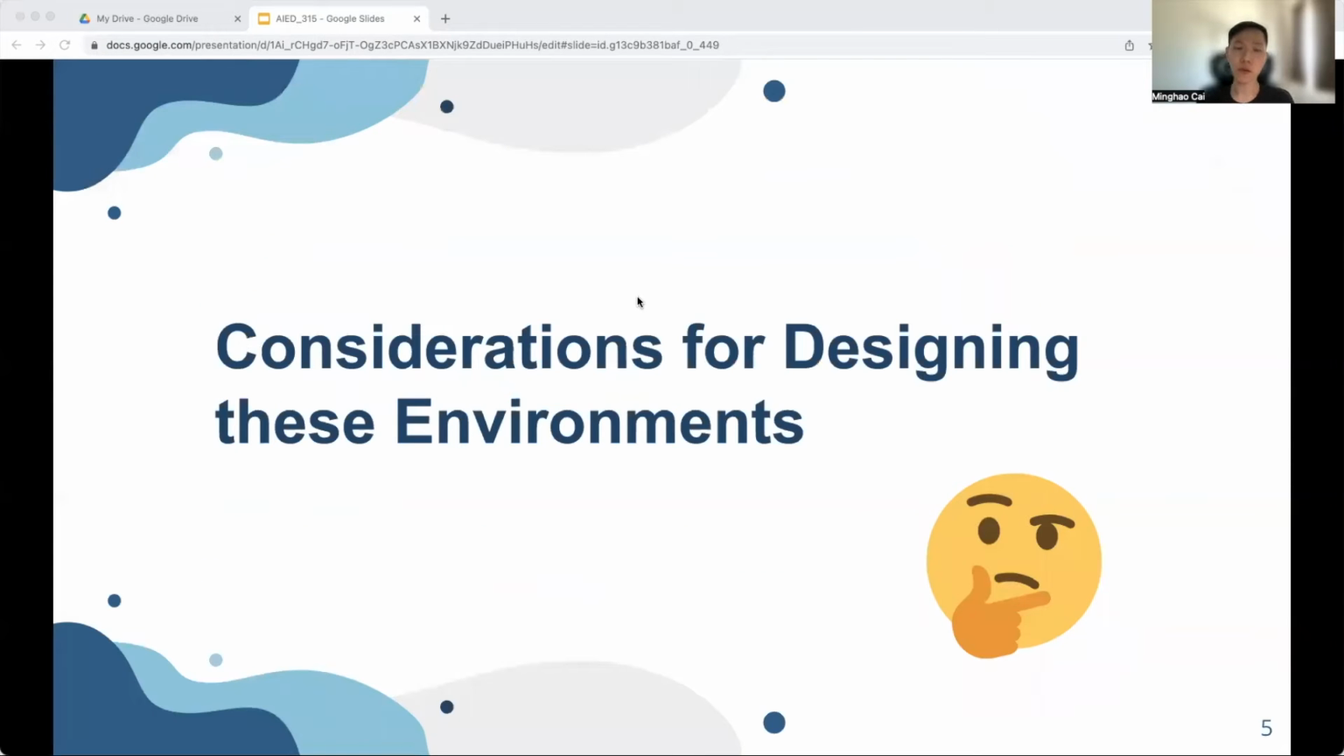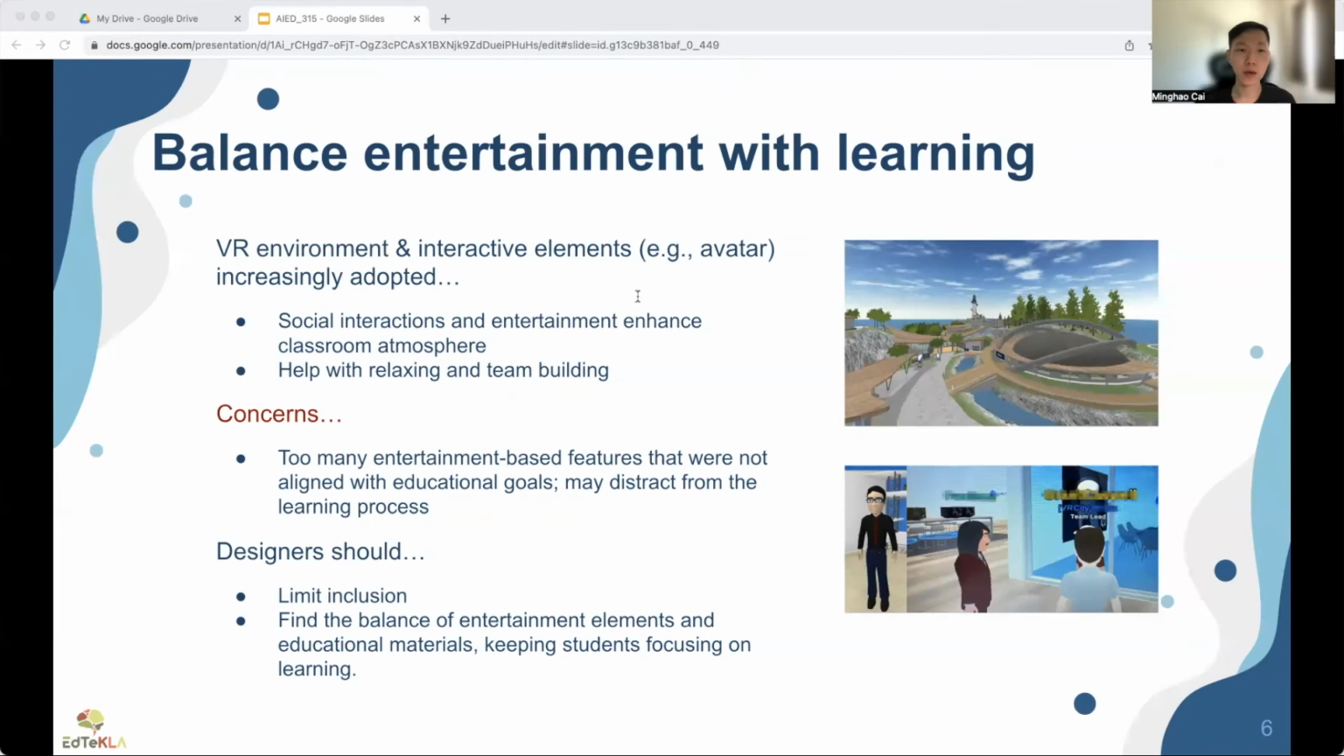Okay, starting from here, I would like to present our considerations for designing such online learning systems based on our findings. First, balance entertainment with learning. In the system we just mentioned, students can use avatars and have rich social interactions with the teachers and other students, and get a playing experience in such a VR world.